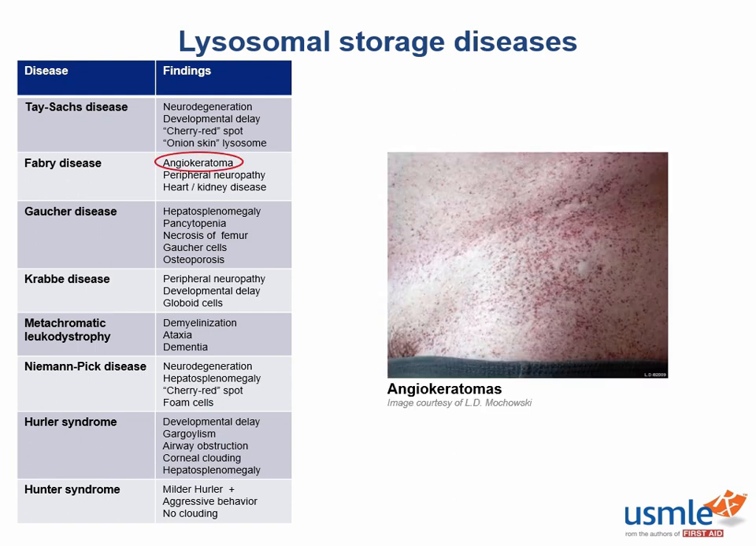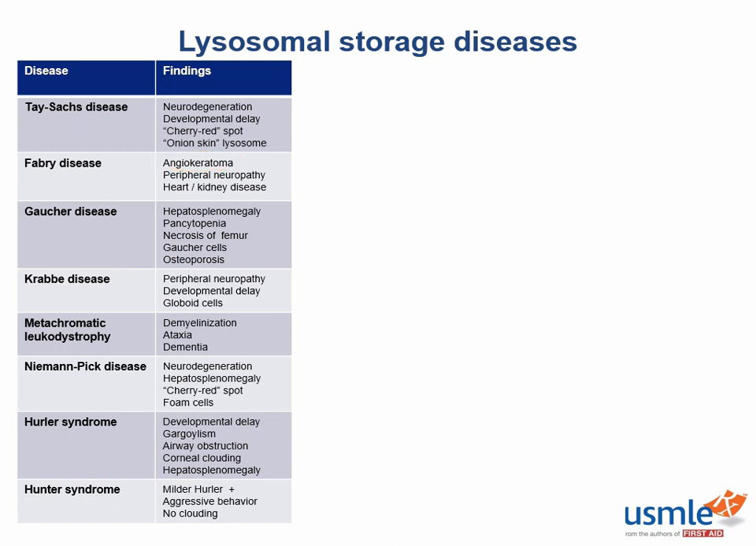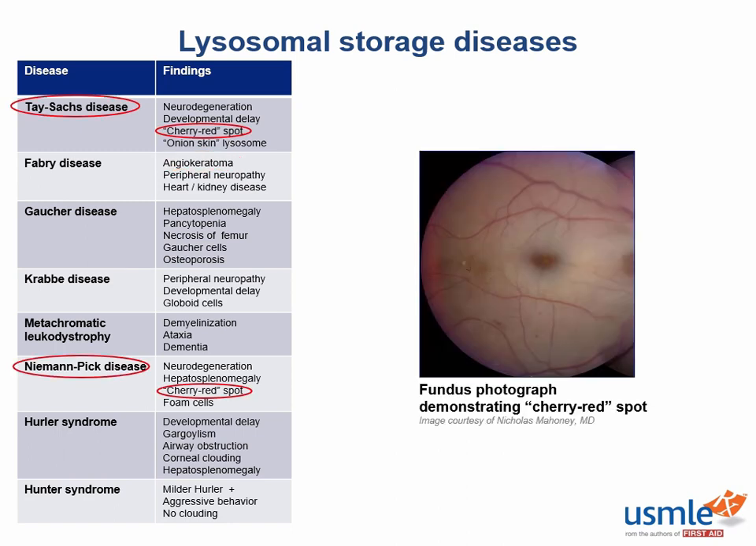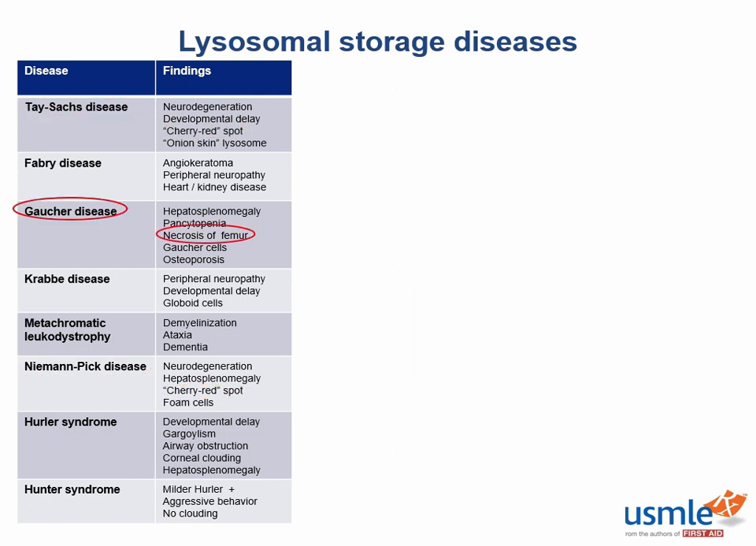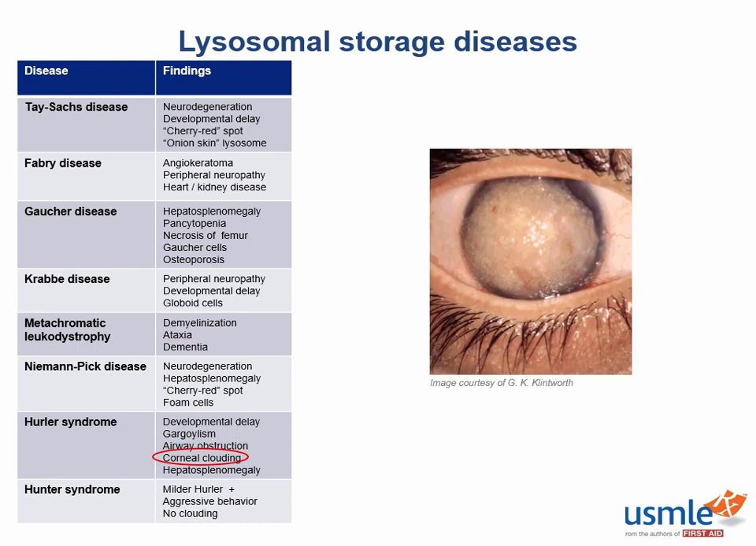Fabry's disease is notable for angiokeratomas, as you can see here. And Niemann-Pick and Tay-Sachs disease both have cherry red spots on the macula. But Niemann-Pick disease is associated with hepatosplenomegaly, where Tay-Sachs disease is not. Gaucher's disease is associated with bone necrosis, and ataxia is seen in metachromatic leukodystrophy. Hurler syndrome is notable for corneal clouding, and Hunter syndrome has no corneal clouding. And an easy way to remember that is that you need to be able to see to be a hunter.